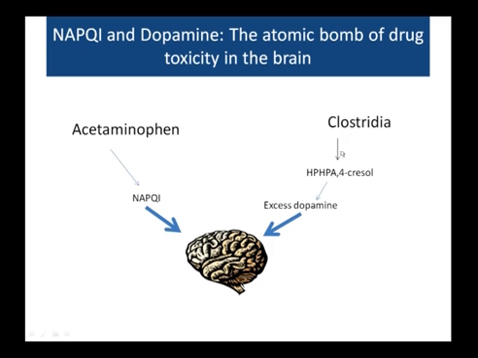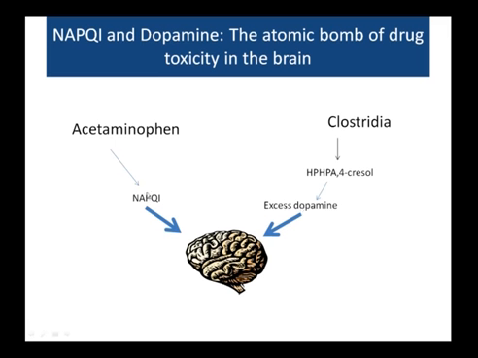So when you have Clostridia, especially when it's at very high concentration, it produces these excess phenolic compounds, the HPHPA and 4-cresol, as well as another one I mentioned, the para-hydroxyphenylacetic acid. These block the conversion of dopamine to norepinephrine, so there becomes an excess amount of dopamine, and dopamine is a very reactive neurotransmitter that forms free radical oxidative type of compounds, and that can be very damaging to the brain in excess.